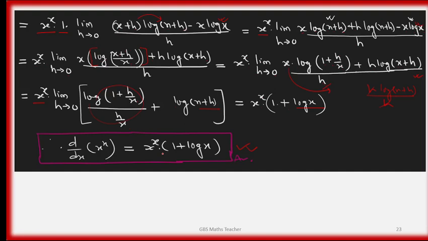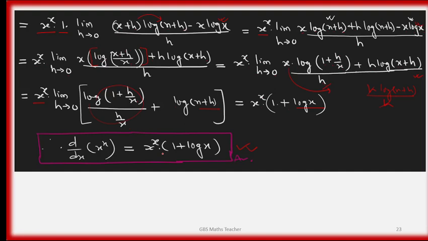So let's suppose f of x is 2^(x²), then f of x plus h is 2^((x+h)²). This is not very complex. And then we know d by dx of f of x is the limit as h tends to 0 of f of x plus h minus f of x, over h, which is 2^((x+h)²) minus 2^(x²), by h.